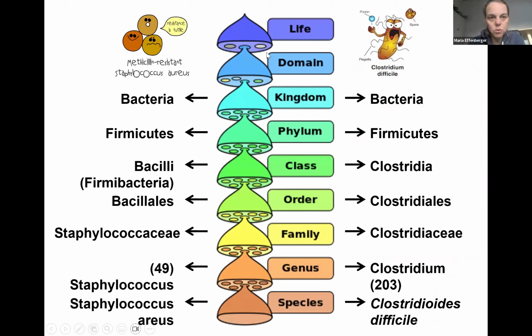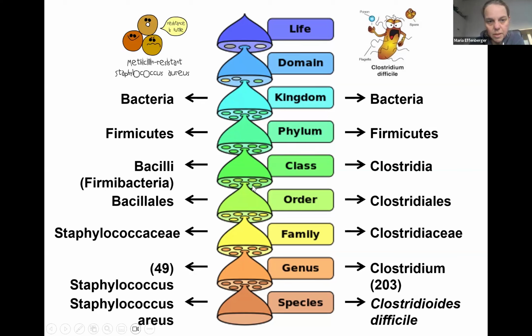I have chosen two really pathogenic bacteria: Clostridium difficile, causing severe diarrhea, and methicillin-resistant Staphylococcus aureus, causing all kinds of infection, mostly not in the GI tract, mostly in the lungs and so on. So they are both bacteria, of course. The phylum is also the same. They are both Firmicutes. And the class, here it starts to differ. There you have Clostridia and here you have Bacilli.